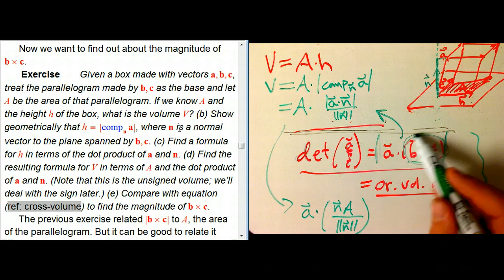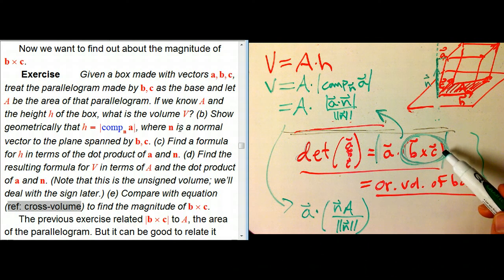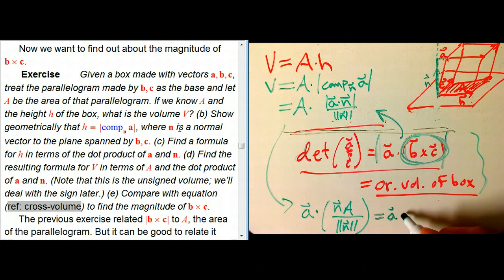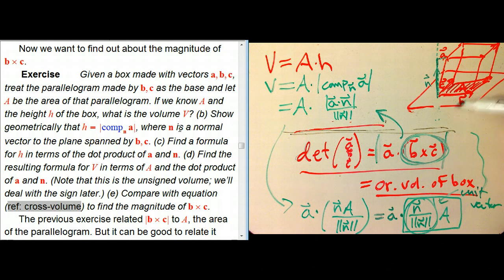Let's phrase it one more time, to make it more clear. What's special about this vector? It's a unit vector. That's just pure direction information. So this is a unit vector perpendicular to the plane spanned by B and C, with magnitude A, the area of the parallelogram. And this is supposed to be equal to this, always, no matter what the A is.